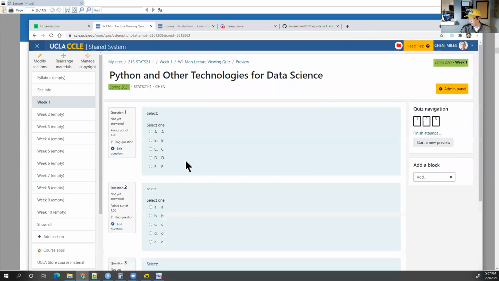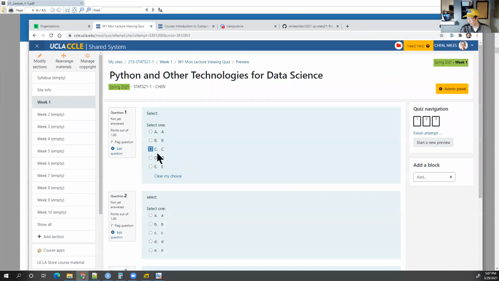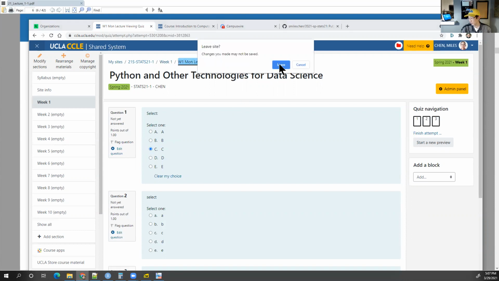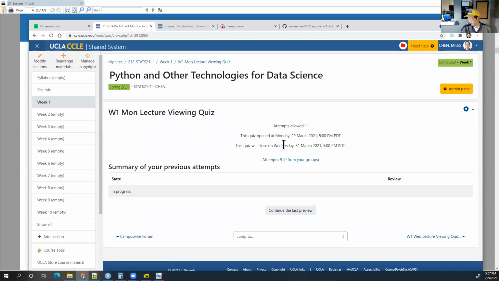The very first answer for today is the letter C. The letter C is your first viewing quiz answer. I'm just doing this to demo it, and you'll have to do it. You just have to make sure you do it before the next lecture. The next lecture is on Wednesday, and this quiz is due by Wednesday at 5.